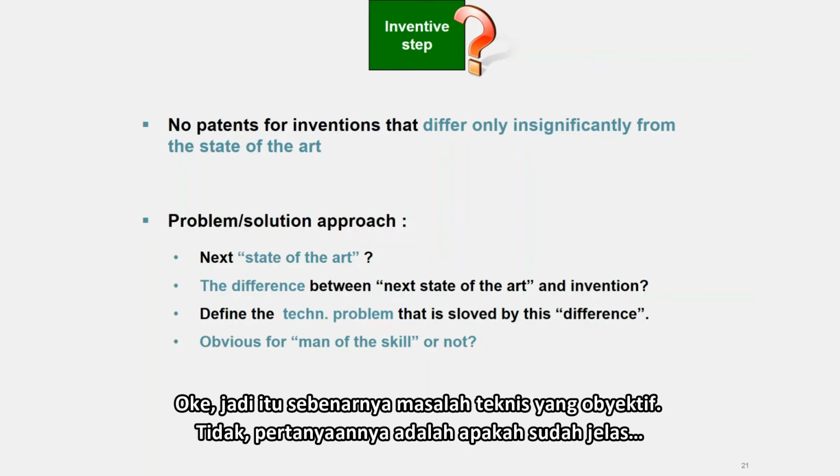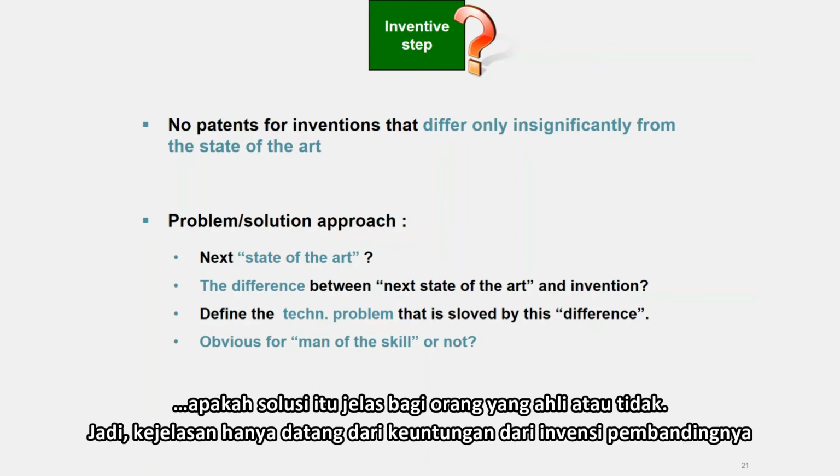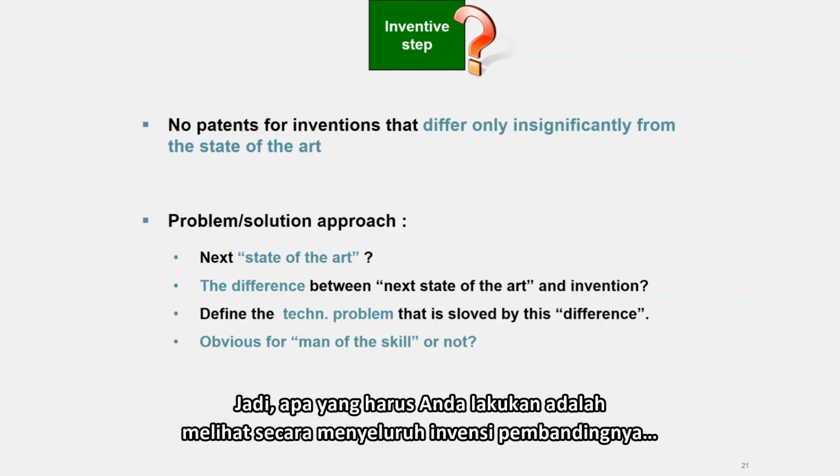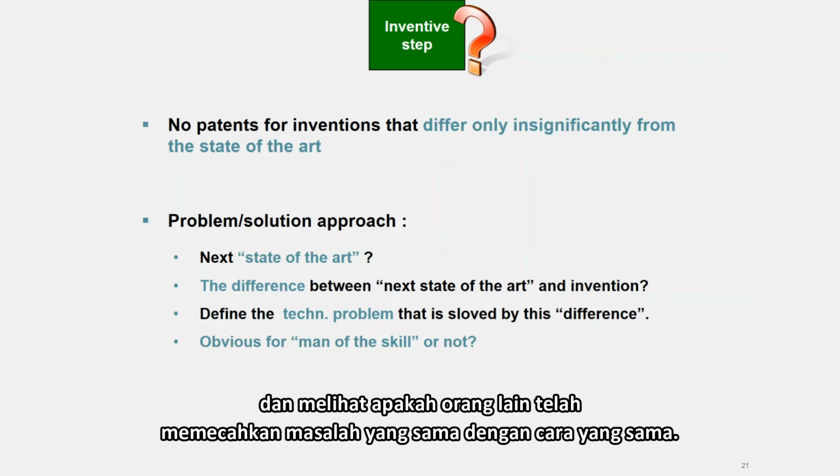No, the question is whether that solution was obvious for the man of skill or not. So the obviousness comes only from the state of the art. What you have to do is look through the whole state of the art and see if somebody else had solved the same problem with the same means.